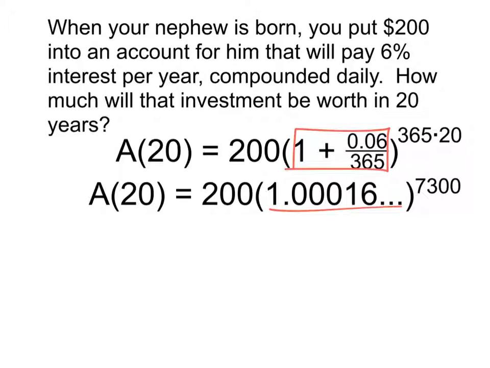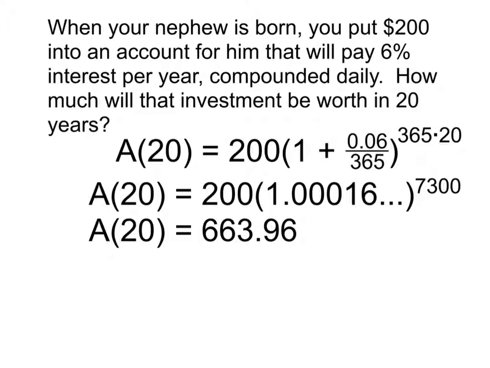Because rounding error with exponential equations will kill you because the error gets compounded every single time. And that would be a bummer if an error was compounded 7,300 times. But when interest is compounded 7,300 times, we're okay with it. You should be getting an answer of 663.96. So our $200 investment became $663.96 in 20 years.